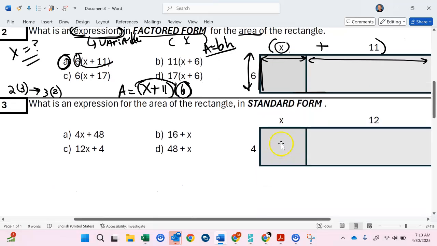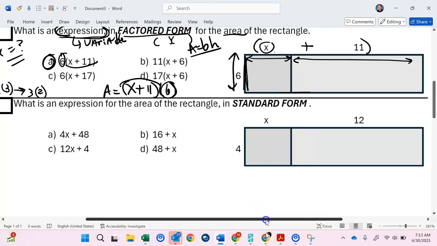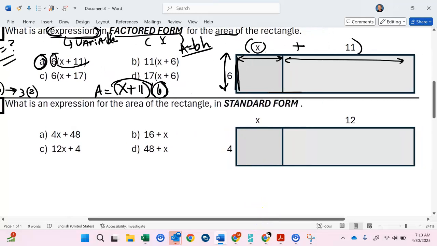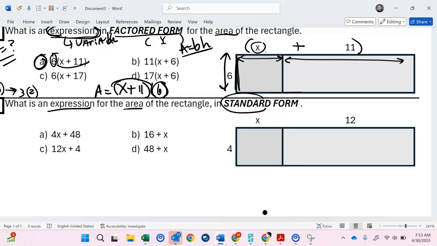Okay? So now we come to number 3. Now we're going to try to do it in standard form. So we're going to do an expression for the area in standard form. So first we have to get the area in factored form, just like this problem over here, same thing. We go area equals base times height. Well, the base is x plus 12, right?